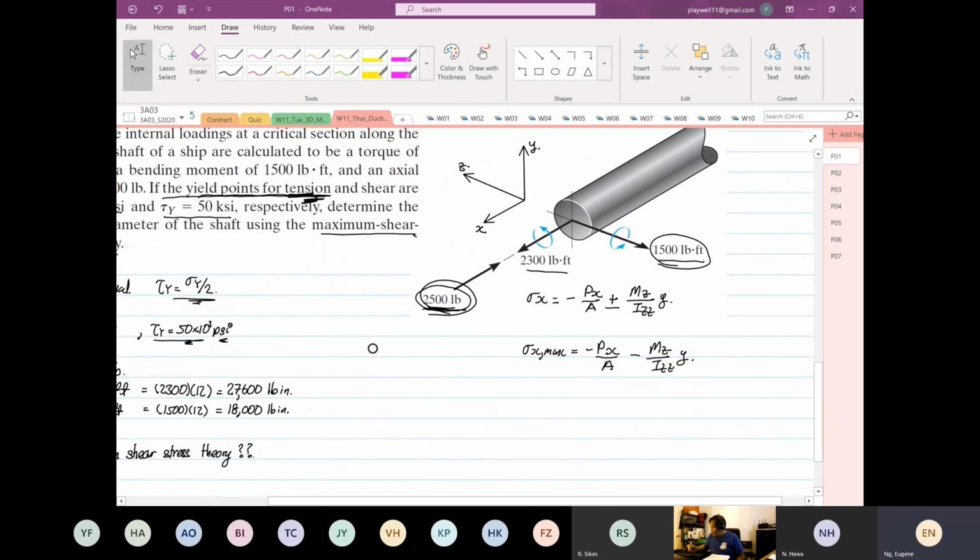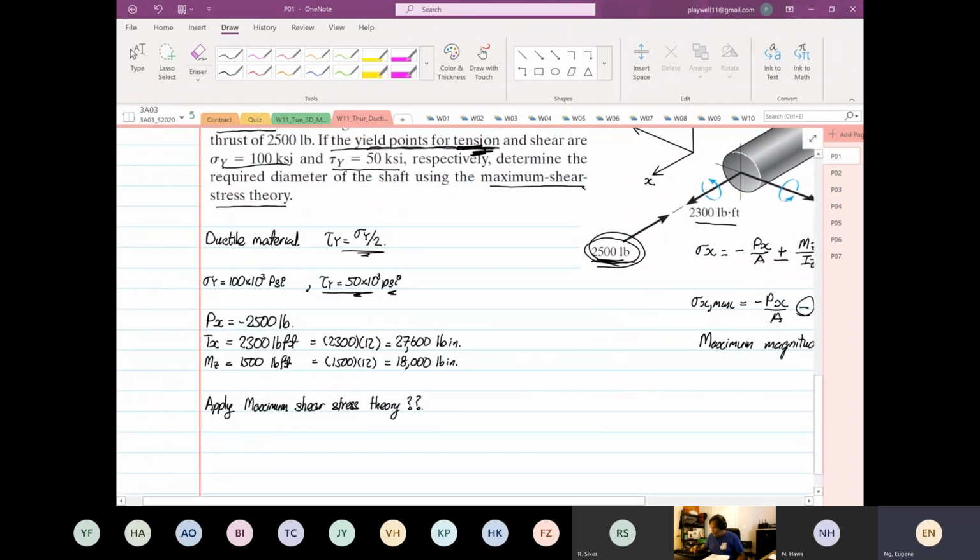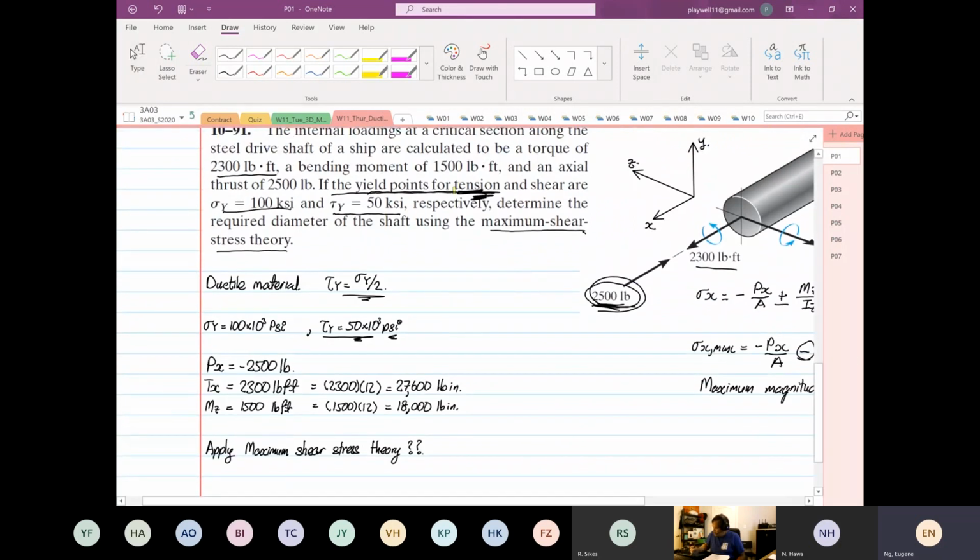So in this context, the maximum magnitude will be in compression. Yes or no? If you change this to plus, what will happen? The stress X, the normal stress in X direction, will not be at its maximum. So now, what is given to us, unfortunately, is only tension. But what did I say when we have maximum shear stress theory?